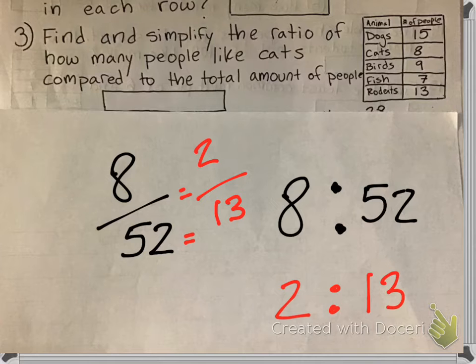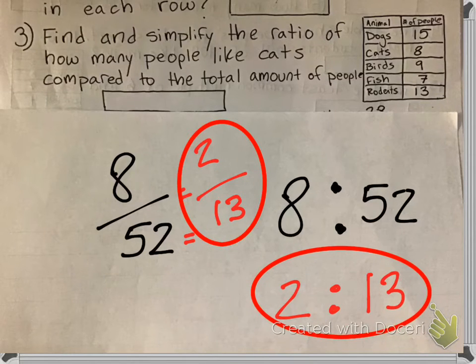Okay. Those are the 2 ways that we can write it. We can either write it as 2 over 13 or 2 colon 13. Both ways are ways that you'll see ratios, so don't be afraid if you see either way. You have to know that they can be written either way.